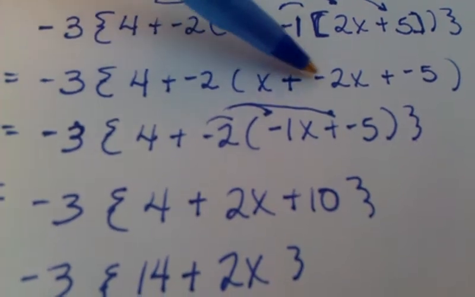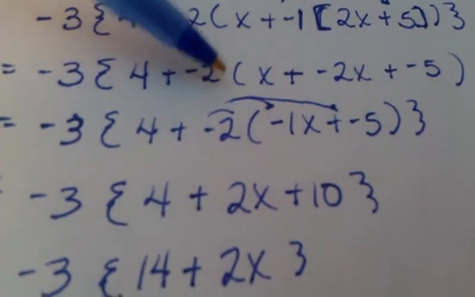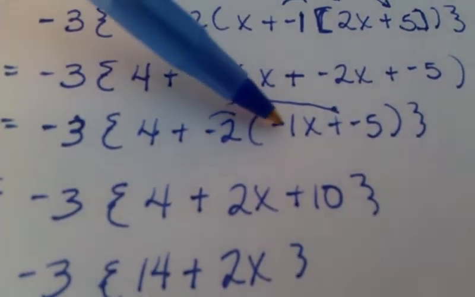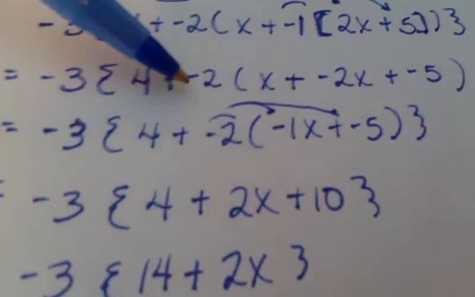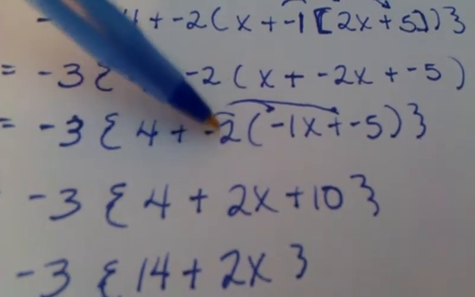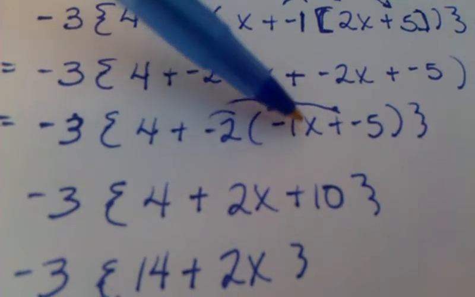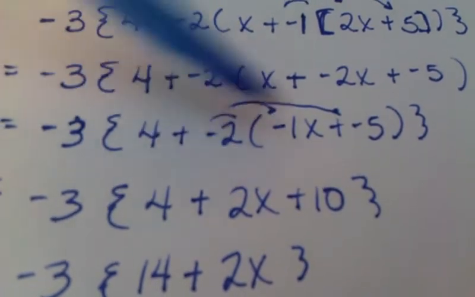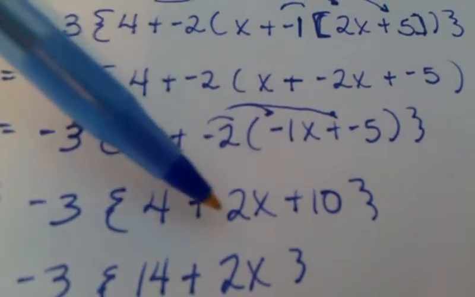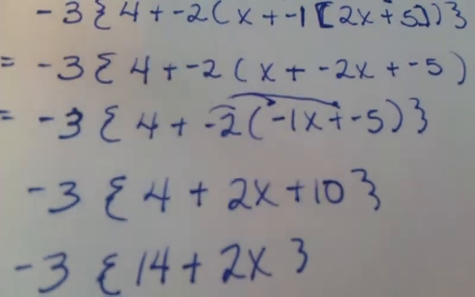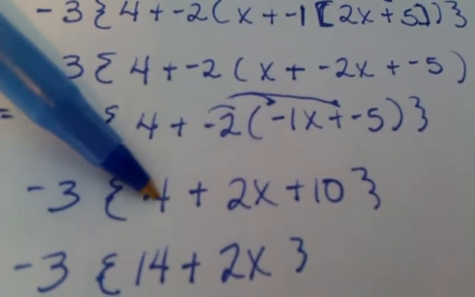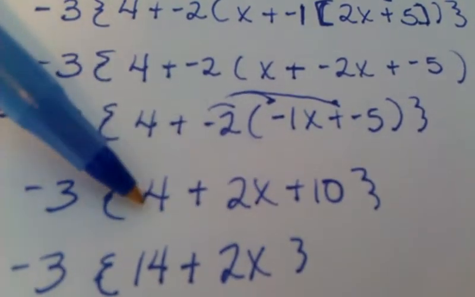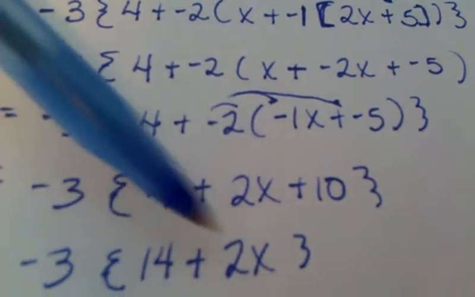Now inside these parentheses I can combine like terms. So that x plus a negative 2x gives me a negative 1x. Now I'm going to distribute this negative 2. So that negative 2 times a negative 1x, and then negative 2 times a negative 5, gives me a positive 2x plus 10. Now I can combine like terms inside here, so 4 plus 10 gives me 14 plus 2x.